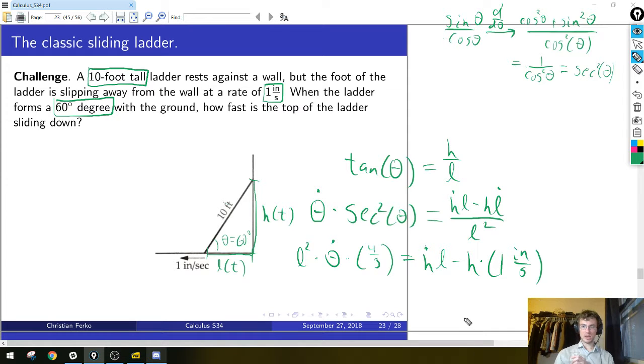So we're trying to solve for H dot. What do you think I should do next? I believe we should not forget about the over L squared. Well, I multiplied by L squared to cancel that out, right? Okay, I was confused. Sorry. Good. Let's see.